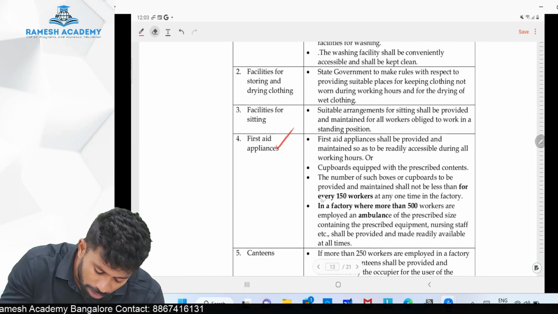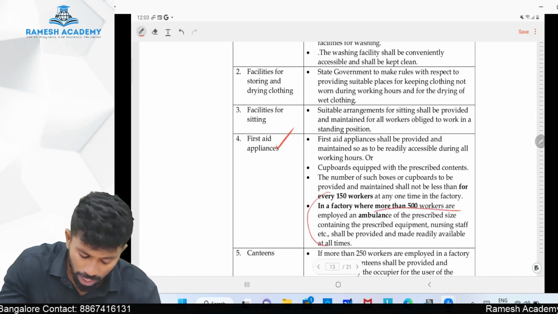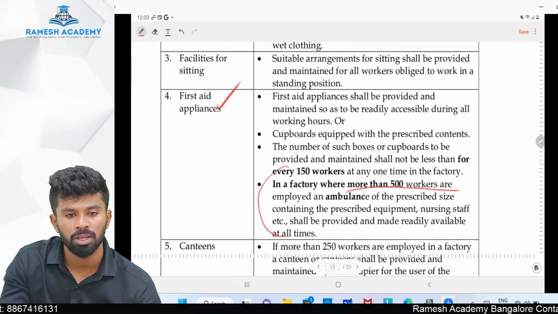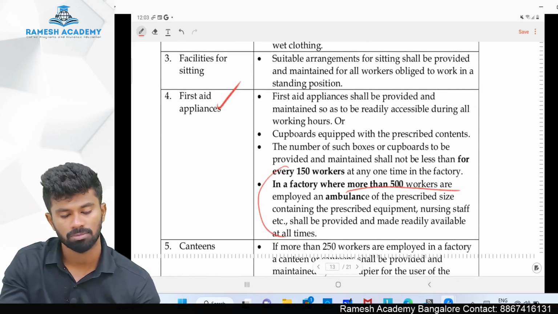In a factory where more than 500 workers, most important, if more than 500 workers are employed in any factory, an ambulance should be kept by the company or occupier.